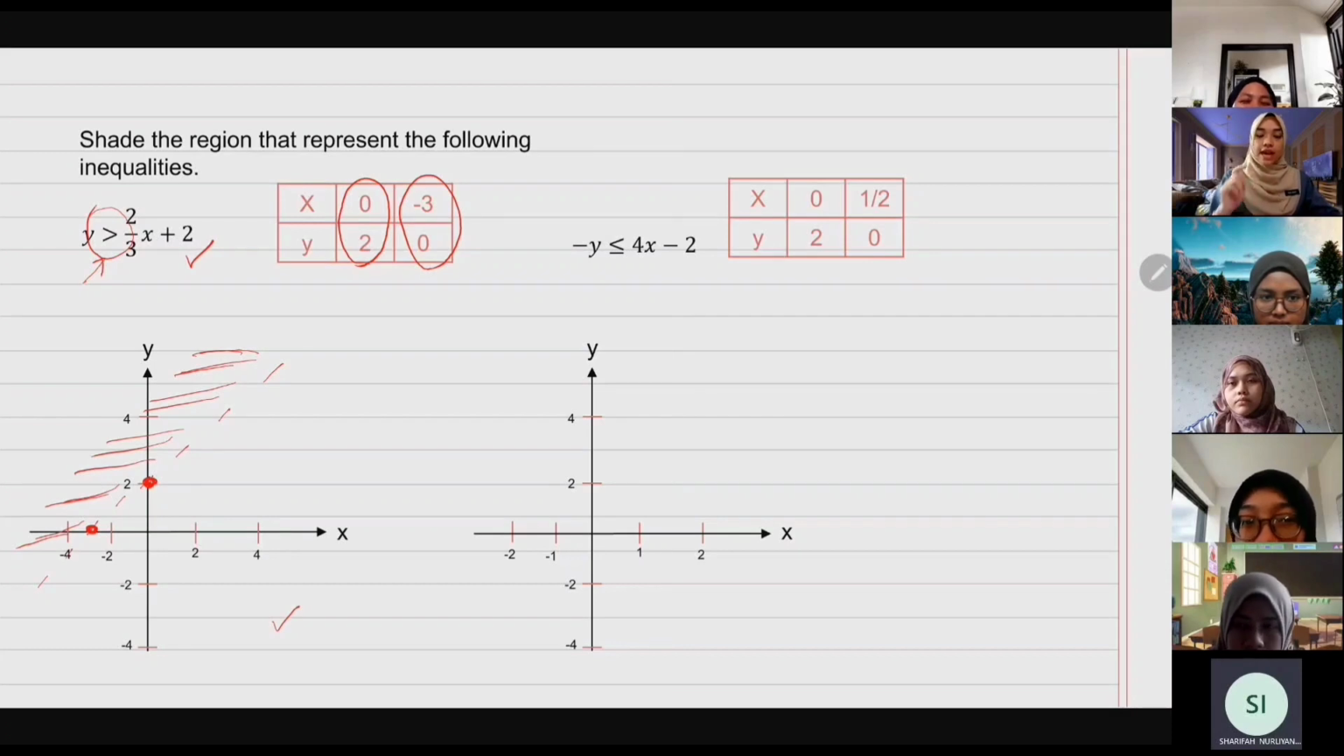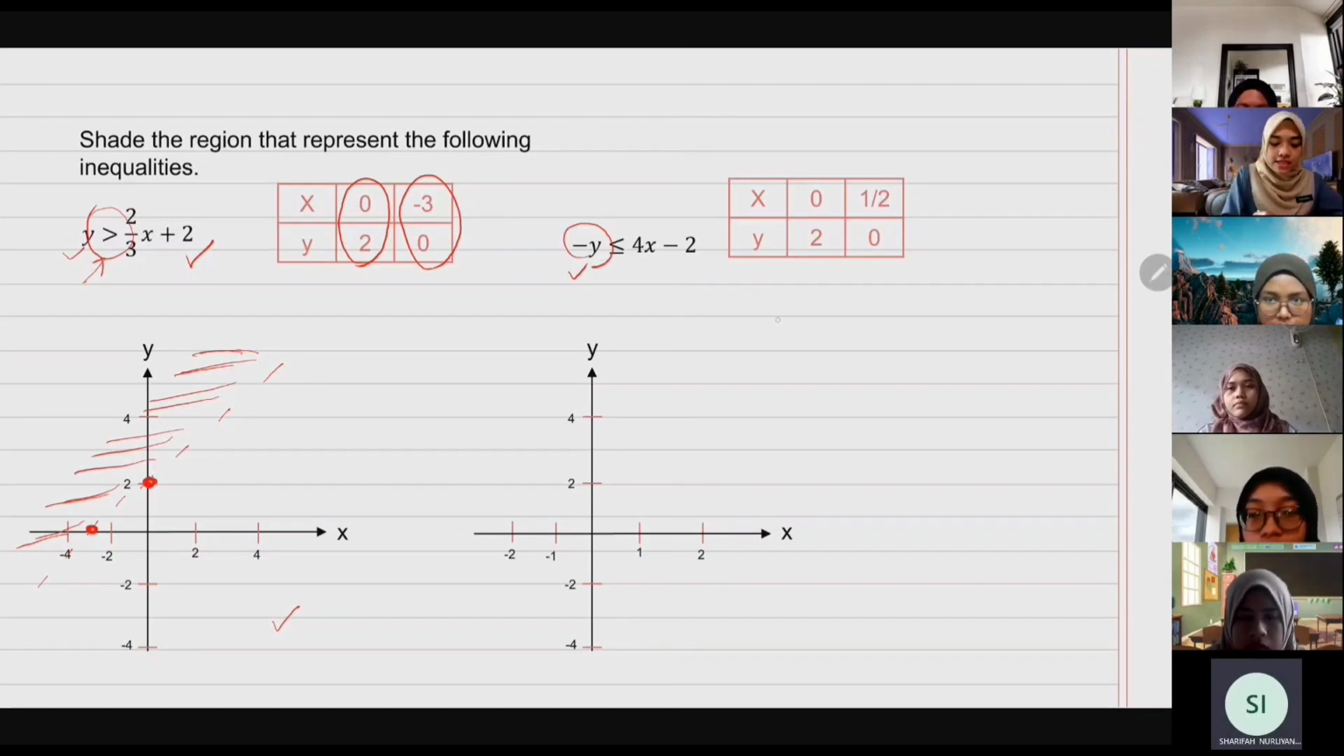For the first, and we have the second example. The difference between these examples is that we have the positive y, and this one is negative y. You should make sure that the value of y here is always positive. So if you want to make sure that this negative y less than or equal to 4x minus 2 becomes a positive value, the first thing you need to do is multiply this negative one with negative.